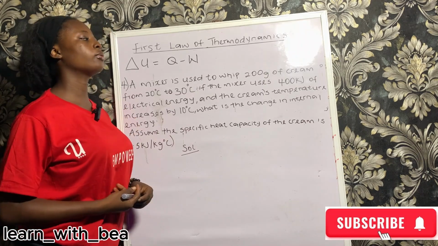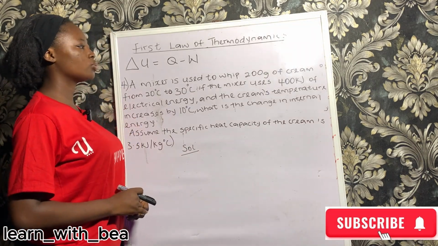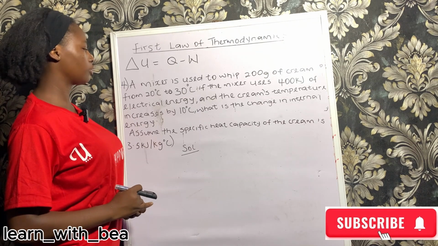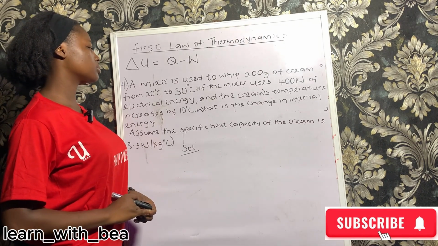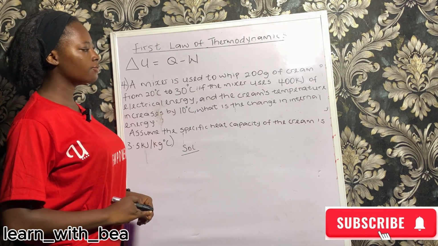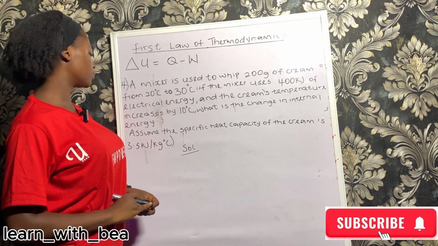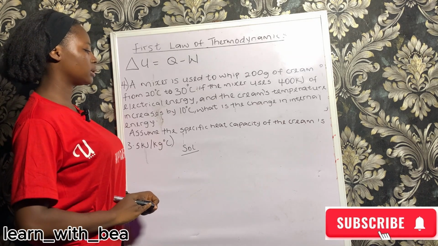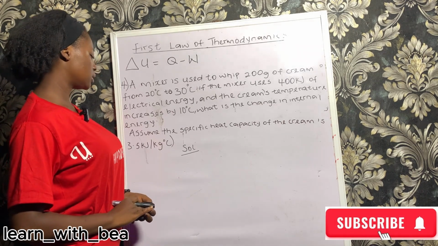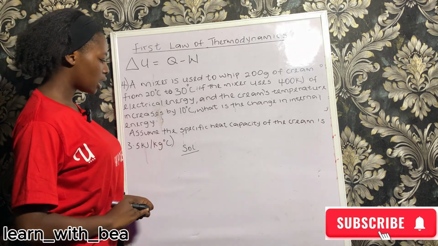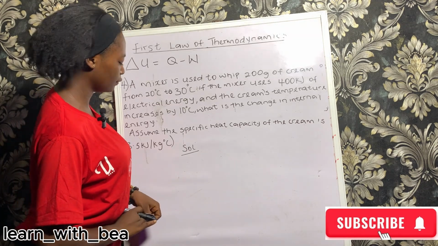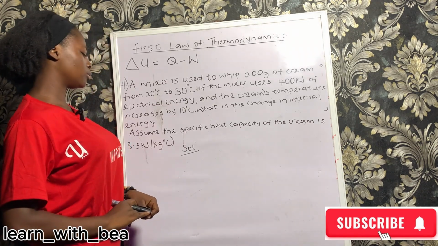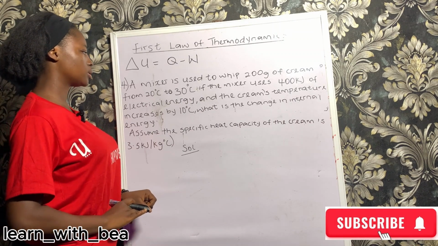So our question 4. A mixer is used to whip 200 grams of cream from 20 degrees C to 30 degrees C. If the mixer uses 400 kJ of electrical energy and the cream's temperature increases by 10 degrees C, what is the change in internal energy? Assume the specific heat capacity of the cream is 3.5 kJ per kilogram degree C.